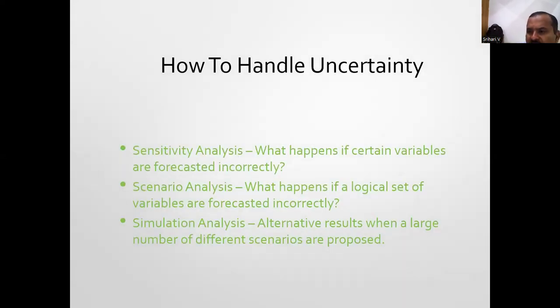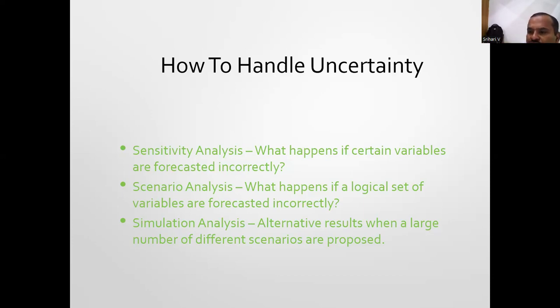What is sensitivity analysis? Among different variables, there will be some variables which are dependent and some which are independent. If one variable changes, what happens to the project? That is called sensitivity analysis. What is scenario analysis? If all the variables change, what happens to the scenario? Scenario 1, scenario 2, scenario 3, scenario 4, like this.